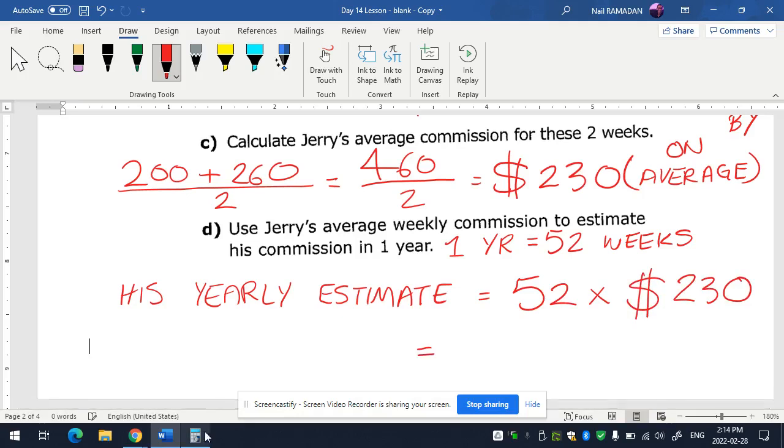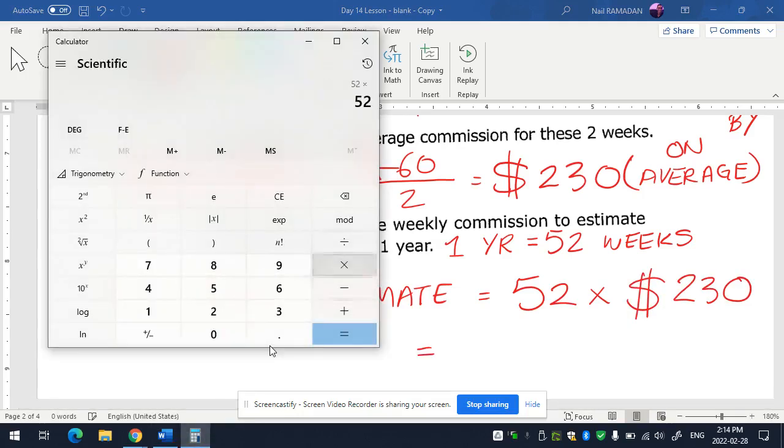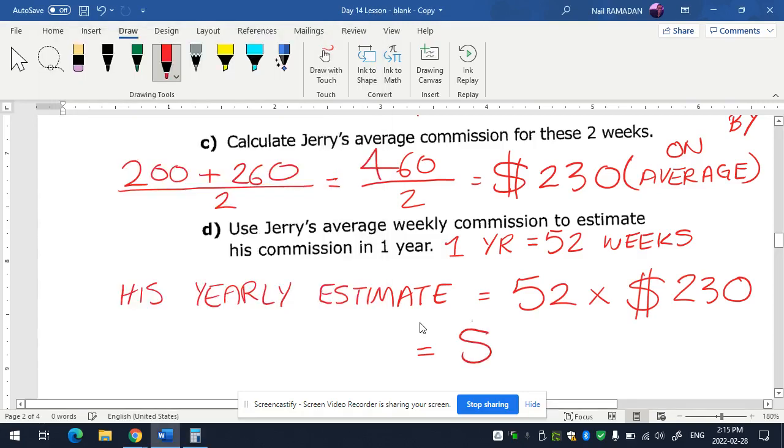Okay, let's see how much that is. So almost $12,000, which makes sense. It is a part-time job. $12,000 just coming from what? A 10% commission on whatever he brings in, average over $230 a week. So 11, is it 960? Yes, so almost 12,000.